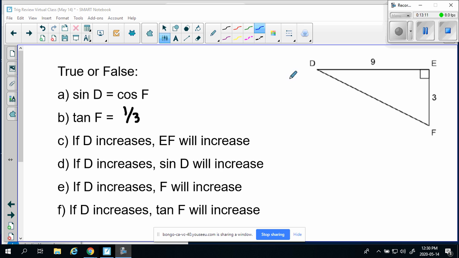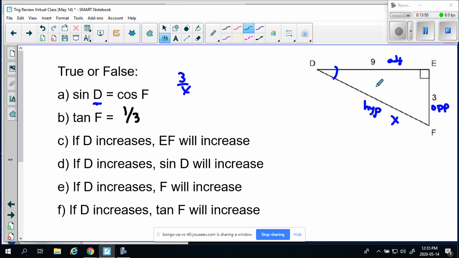I want to know if each of these statements is true or false. Is sine of D equal to cos of F? Depends on what angle you're standing in. So here's sine of D. I'm going to label using sine of D. So this is the adjacent if I'm standing in angle D. Here's the opposite, and here's the hypotenuse. Now, I don't know what this is. I'm just going to label it X for now. So sine of D is going to be opposite over hypotenuse. So that's 3 over X.